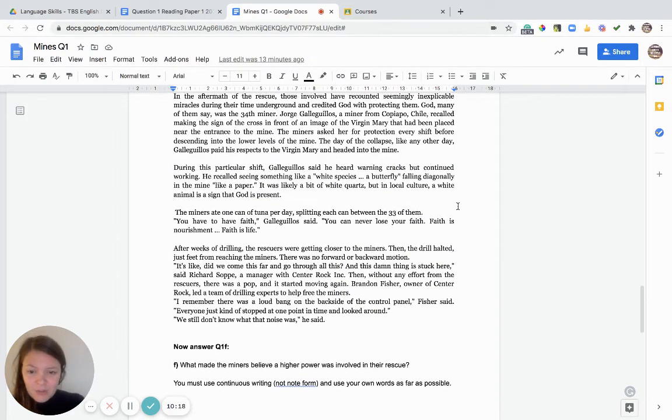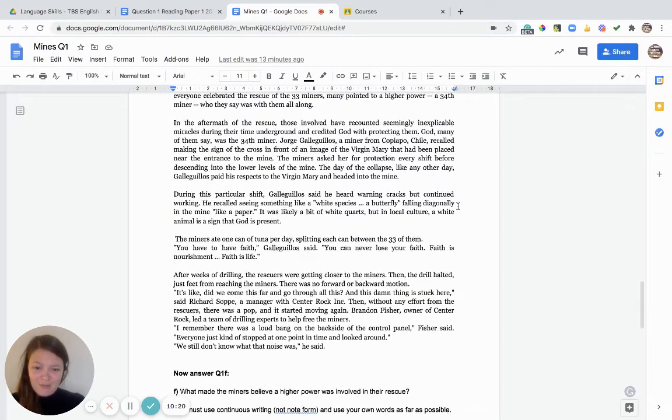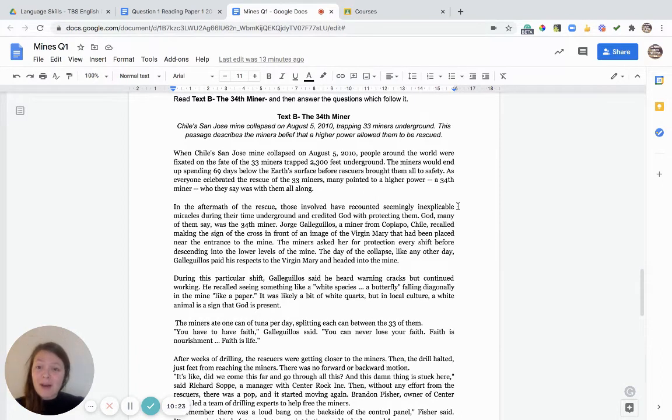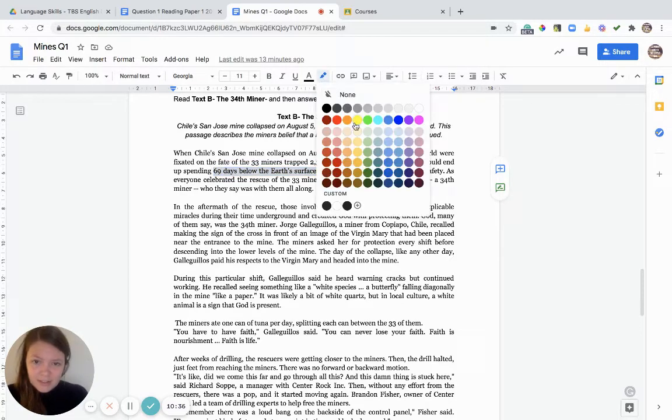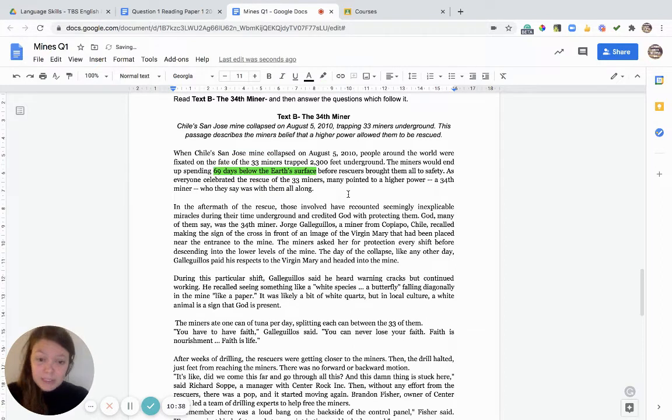Okay, so I'll have a look for evidence that there is a higher power involved in the rescue, the things that make the miners believe this. So I'm going to highlight first of all the 69 days below the Earth's surface. Just the idea that they managed to survive for so long is part of what makes them believe this, I think. This line about a 34th miner who they say was with them all along. Those involved have recounted seemingly inexplicable miracles.